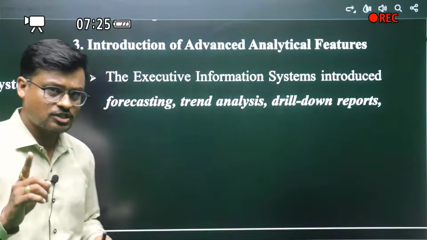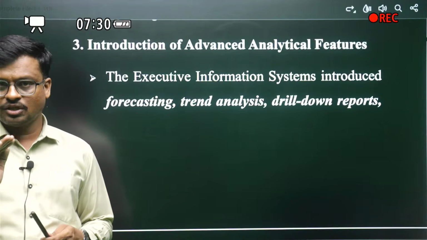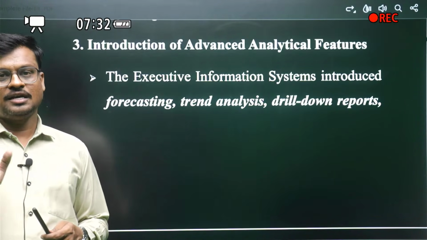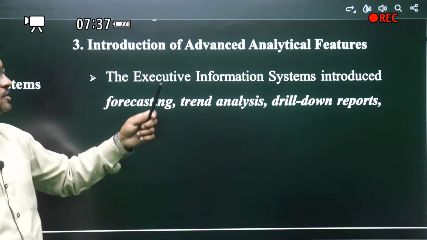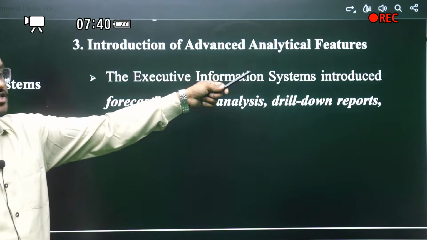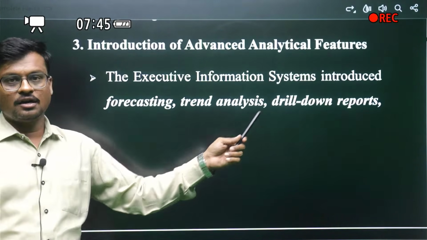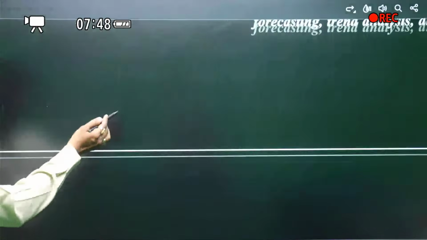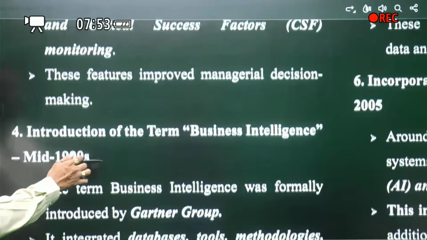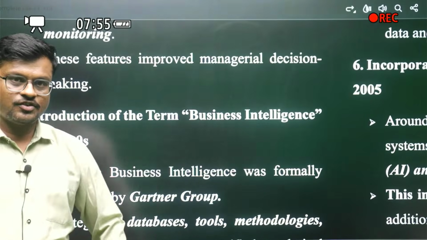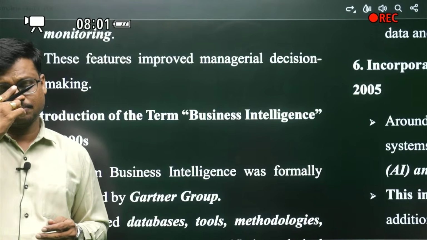So the first one is MIS, the second one is EIS. MIS is static. MIS gives you reports on predefined data. EIS is a remarkable milestone which gives you dynamic reports. After this, we went with advanced analytical features which give us forecasting, predicting, trend analysis, drill down reports. The advanced analytical reports were able to be generated by this. These features improved managerial decision making and supported managers in making better decisions and driving the organization to profits.